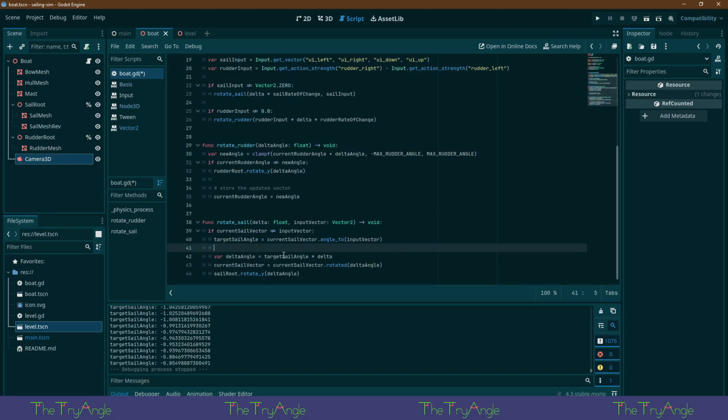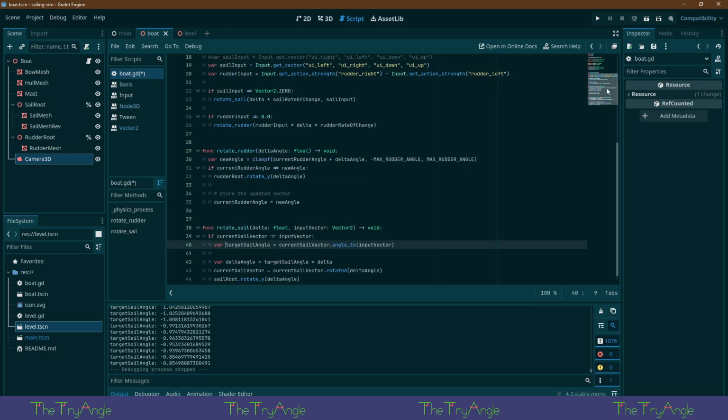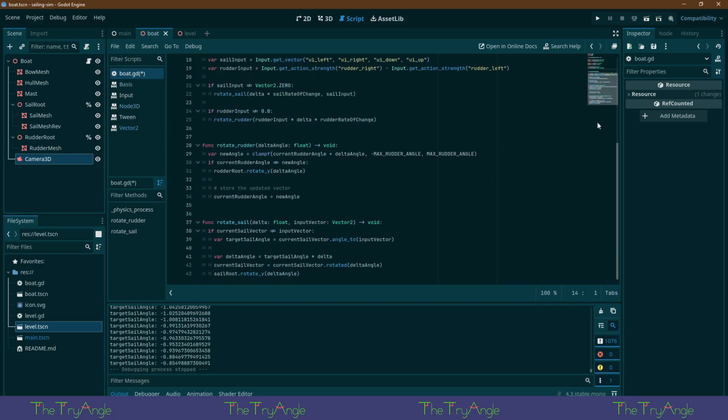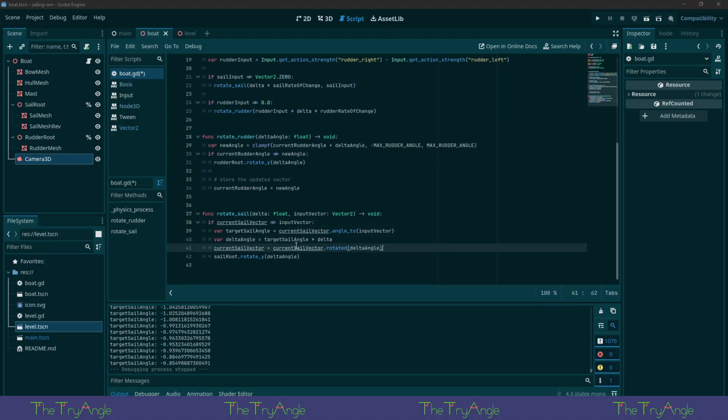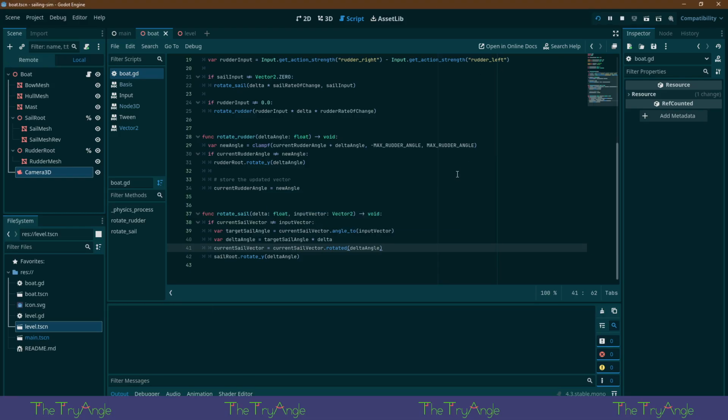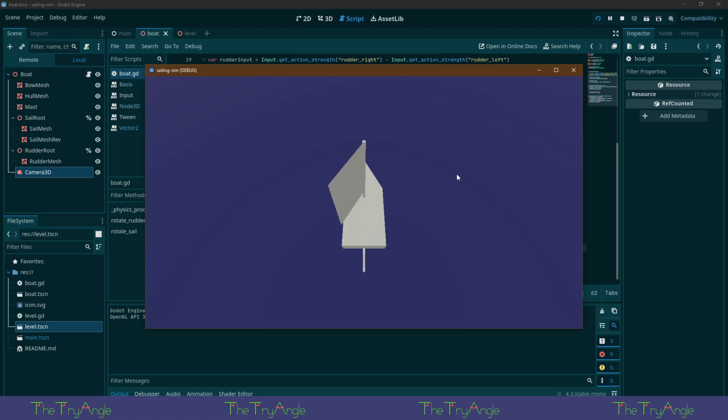Does this need to be here? I don't think I need to store this, do I? No. Okay. Wow. Well, that's, yeah, it's kind of slow.